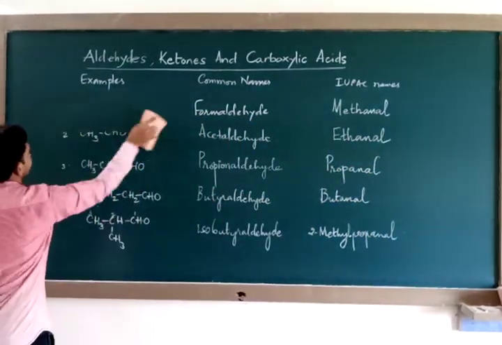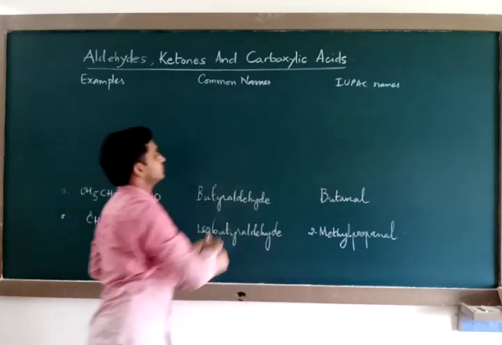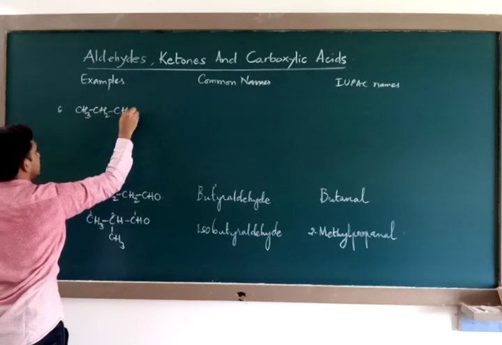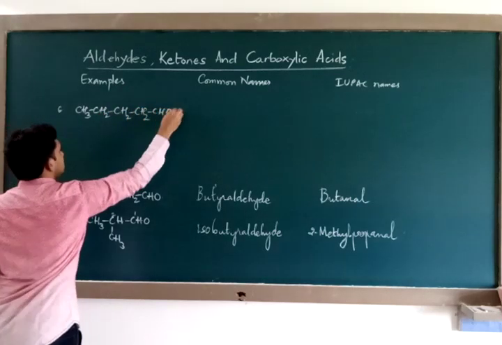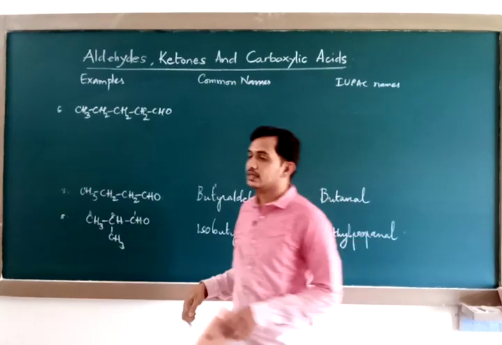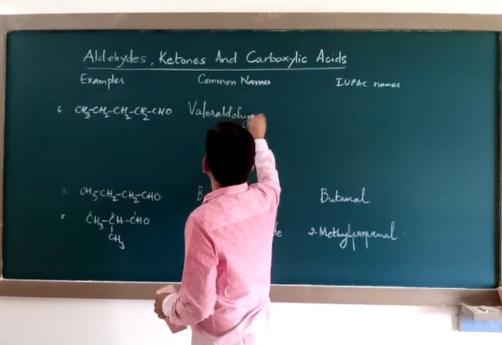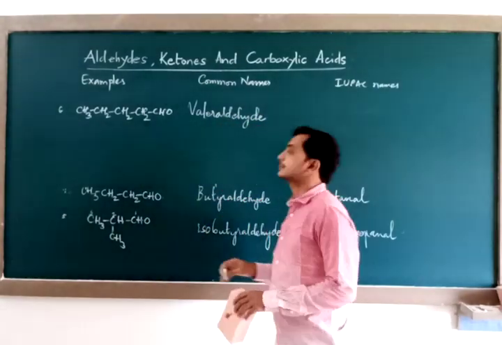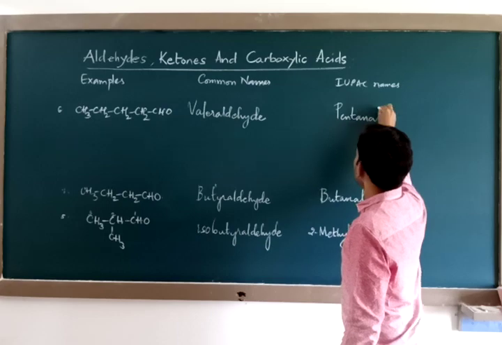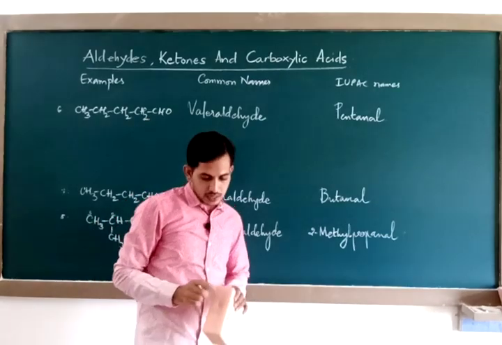Some more examples. The next compound should be now of 5 carbon chain. CH3, CH2, CH2, CH2, CHO. Its name is derived from its corresponding carboxylic acid, that is valeric acid, therefore valeraldehyde. Valeraldehyde. Now what should be its IUPAC name? There are 5 carbons, therefore pentanal. Pentanal. Its IUPAC name is pentanal.